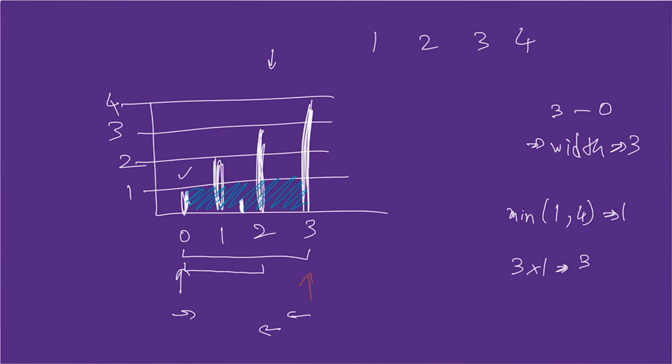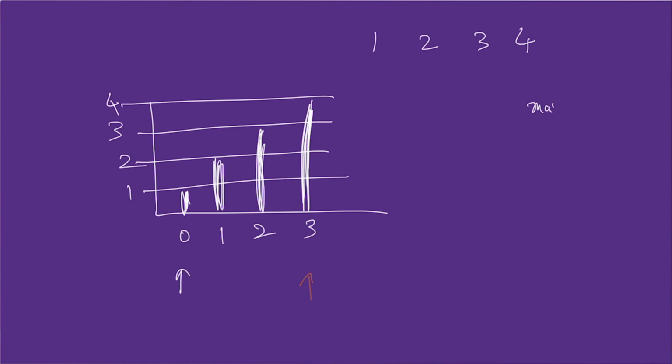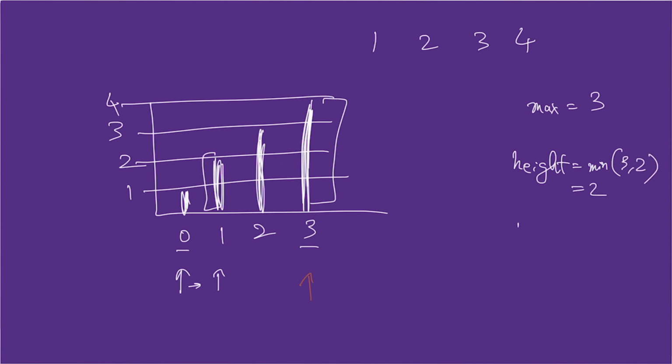So let me clean this up a little. So the max we have seen so far was 3, and our pointers are pointed to the 0th element and the 3rd element. So this time if we move our left pointer forward, that is move the left pointer to 1, now what happens? Our height now becomes minimum of 3 or 2, which will be 2, and then our width becomes 3 minus 1, which becomes 2 again, and then the area that this covers becomes 2 times 2, which is 4, and then this 4 becomes our new max.